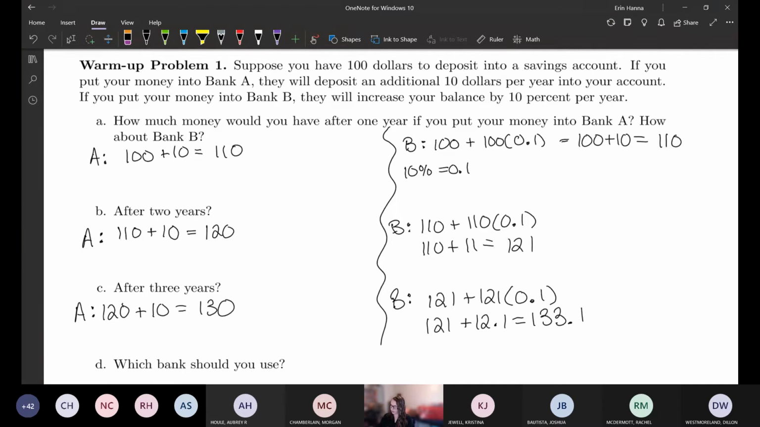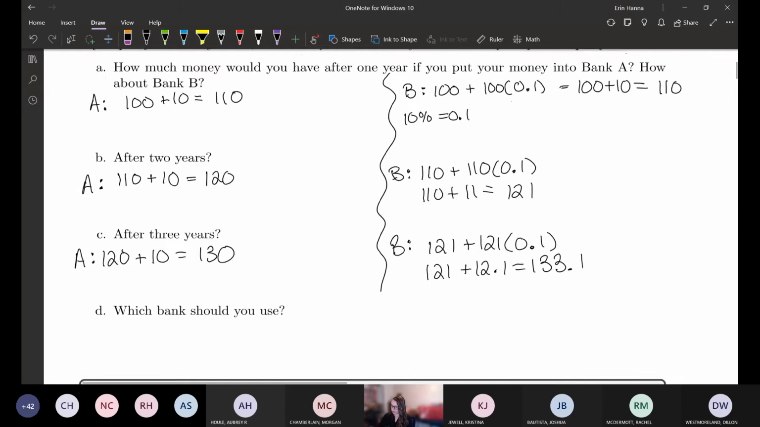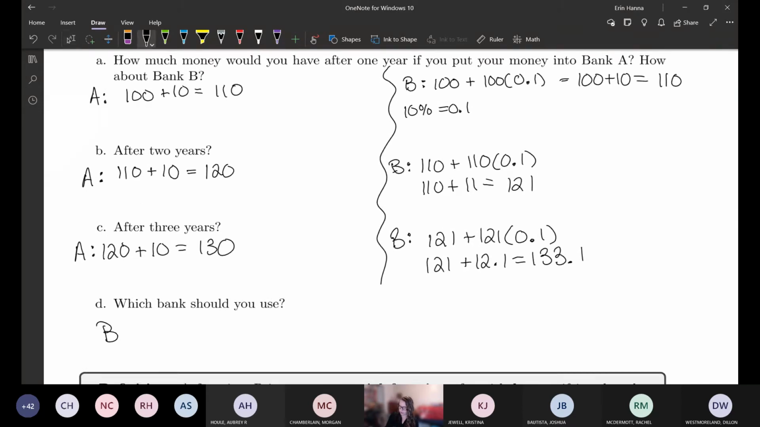So now we're $3.10 ahead of Bank A. If we wanted to know which bank you should use, I would hope we would all say Bank B. Though it's not a significant amount of money at this point in time, it's getting us more money over the years. The first year was equivalent, but after that, Bank B won. And the farther we go out, the more years we tack on, the better Bank B is going to be.